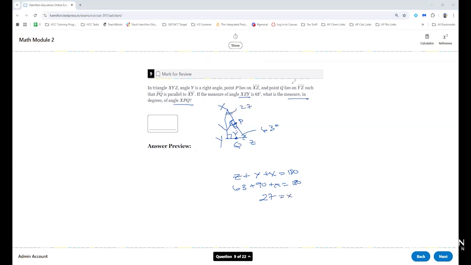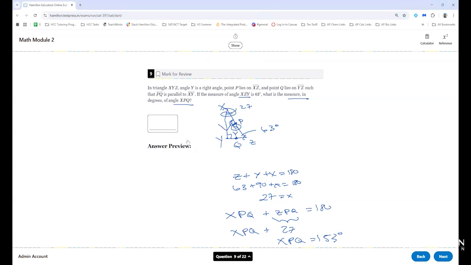But we were not solving for X. We were solving for angle XPQ. But the cool thing about similar triangles is that this top angle matches this angle. And so then angle XPQ plus angle ZPQ is equal to 180 because they make a linear pair. We just talked about how this is 27 because it matches the angle X. So then we can find out what XPQ is. Subtract 27 from both sides, and XPQ is equal to 153. And there you have it.